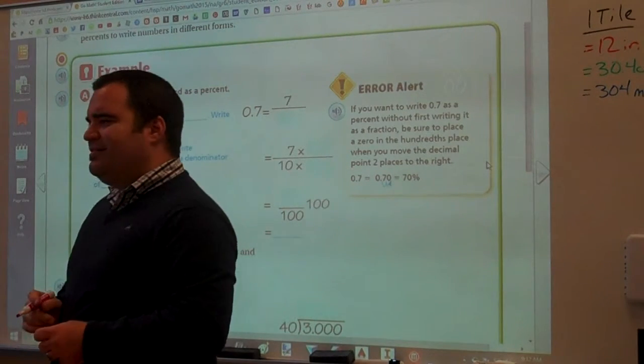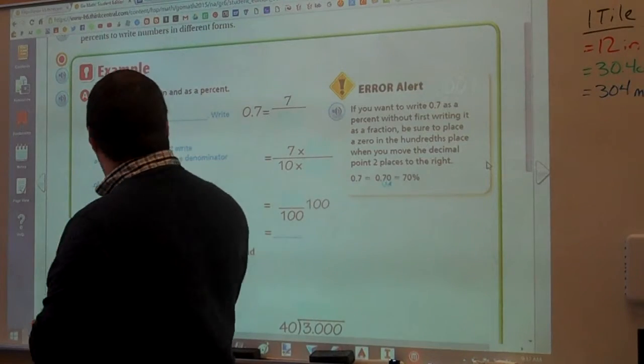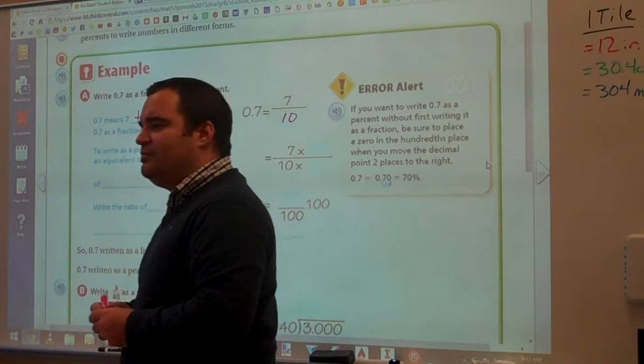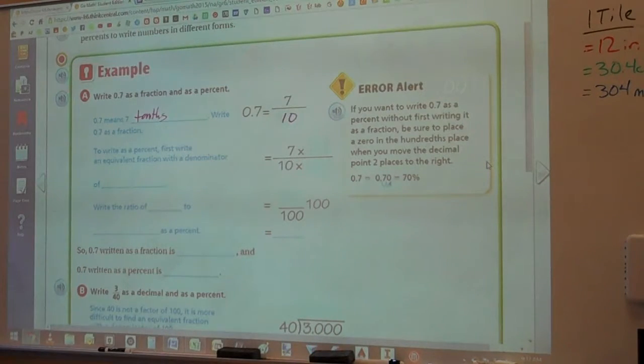But 7 tenths has nothing to do with percent. I have to multiply it by what? I have to multiply it by 10. So it becomes 70 over 100.